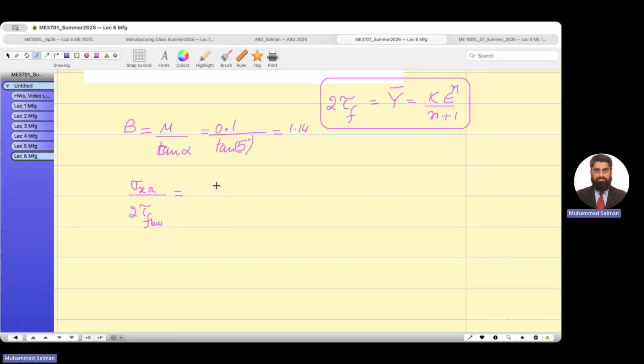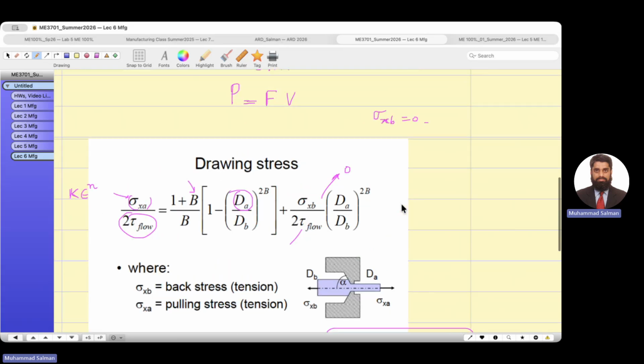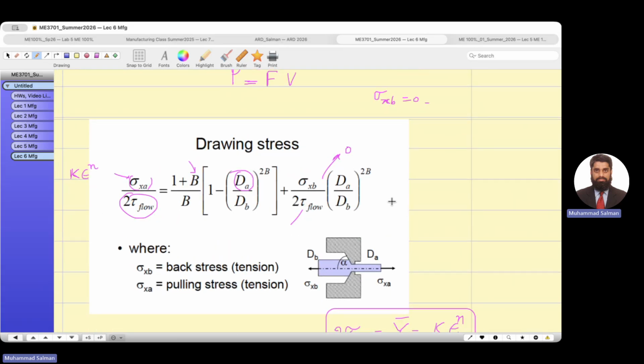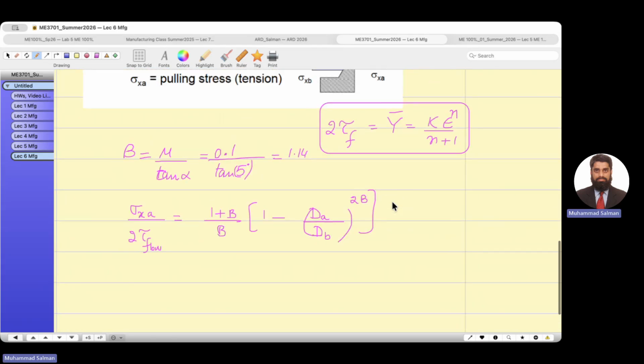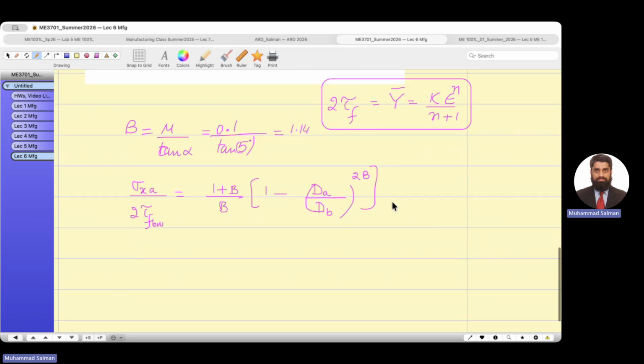Now over there I will write down (1 plus B) over B, times 1 minus the extruded diameter over the initial diameter, raised to the power 2B. Since we don't have the back stress, we are good. This second term is 0. You agree with your professor? So let's plug it in. Before I plug it in, you will help me. What is 2 tau flow? What is the average yielding stress?